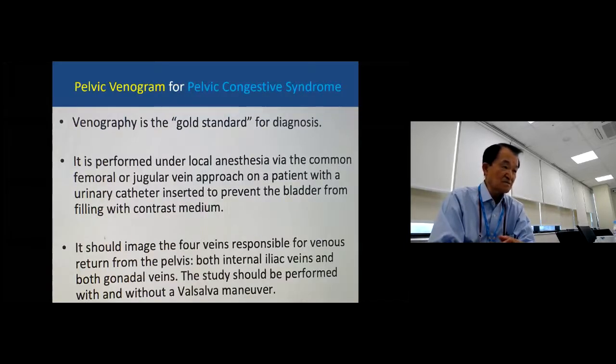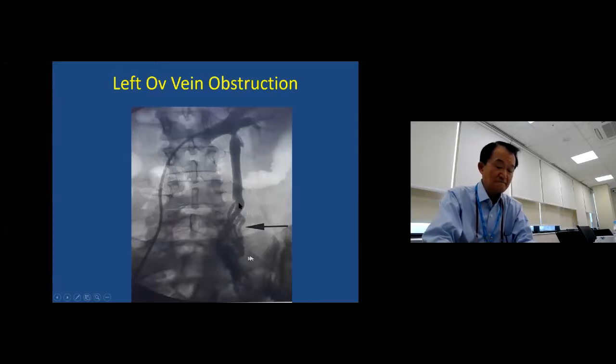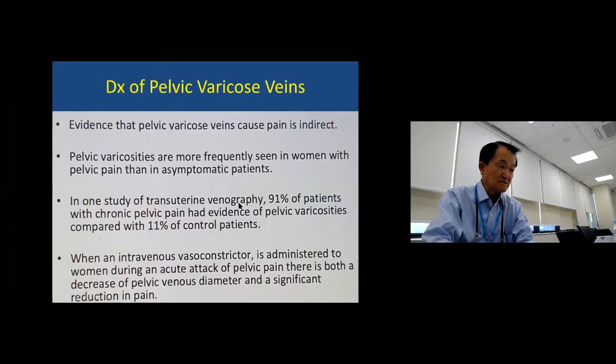So venogram is the gold standard to show obstruction of the iliac vein, gonadal vein, etc. So this goes, this left renal vein connected, left ovarian vein obstruction, all this. So the diagnosis is easy, but the clinician has to think about it more often.